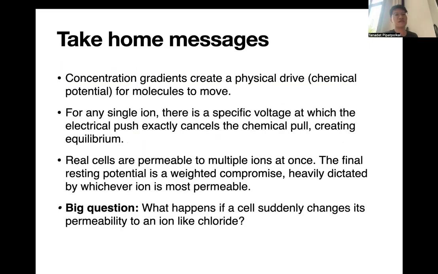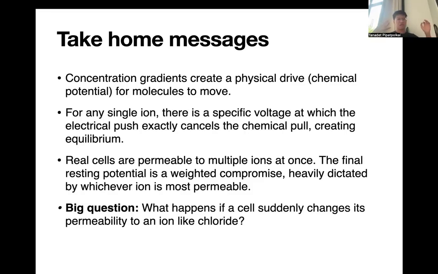Right, take-home messages for this lecture is that the concentration gradient will create a physical drive for the molecule to move. For any single ion, there is a specific voltage where the electrical push exactly cancels the chemical pull. Right, the chemical concentration is pushed back by the electrical buildup. The real cell is permeable to multiple ions. The final resting potential is a weighted compromise between all the ions, and we look at what ion is most permeable.